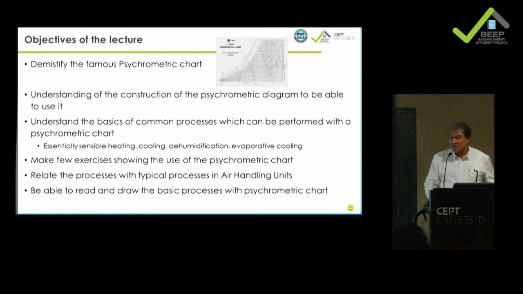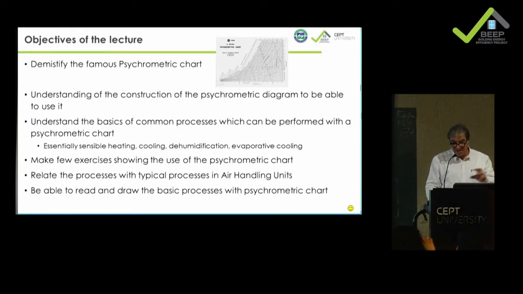It's famous because it's always something that when you don't know it, you think it's a little bit of a mystery. So the goal of this session is to give you an understanding of the construction of the psychrometric diagram and somehow be able to use it, because you will see it's not so difficult. We'll cover simple things in the psychrometric chart: sensible heating, sensible cooling, a little bit of dehumidification and evaporative cooling. Those are the four processes we will go through, and we will try to make a few exercises together.